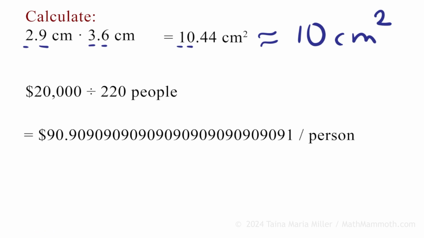Significant digits will help us know how. These 220 people, just by looking at the number, it is 2 significant digits. 20,000 could be accurate to the dollar, or to the $10, to the $100, or to the $1,000, or to the $10,000. We don't know how accurate it is, but let's just say that it is accurate to the $1,000, so that it is 2 significant digits. If so, then this answer here will be rounded to 2 significant digits and becomes $91.